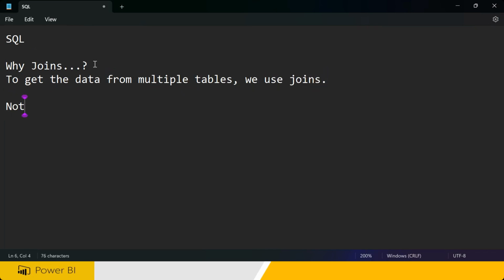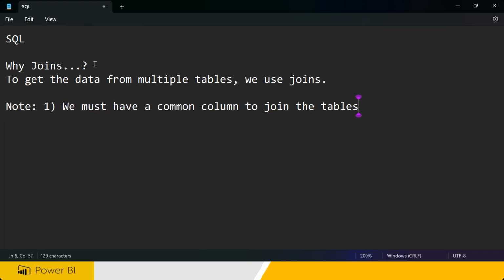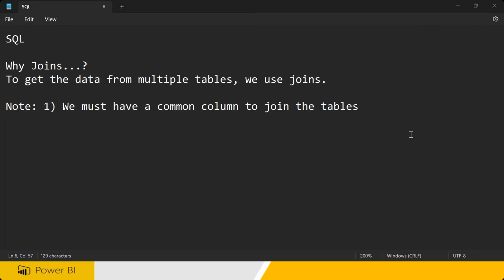But a couple of things you need to understand. Point number one, we must have a common column to join the data. So this is very, very important to join the tables. So what is the first point? We must have a common column to join the tables.